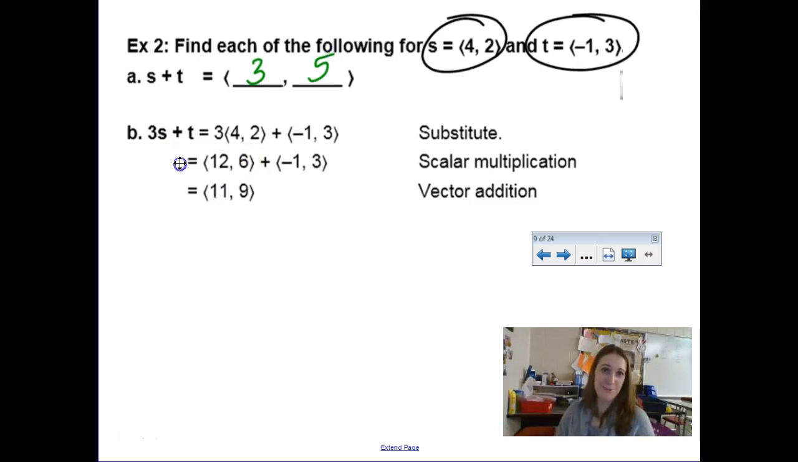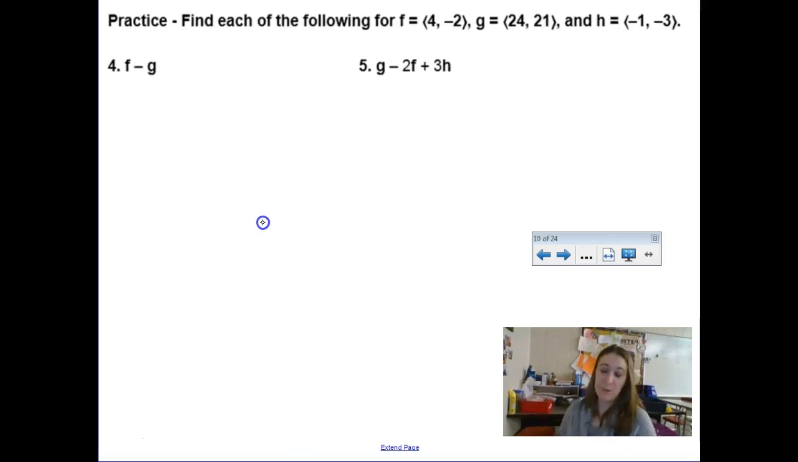This one is kind of already done for you. That's a bummer. But 3 times s, they went ahead and calculated by multiplying s by a factor of 3, and they got this new one. They didn't do anything to vector t, but they did add these results together, and they got 11, 9. Probably without any instruction you would have guessed that was the right answer anyways.